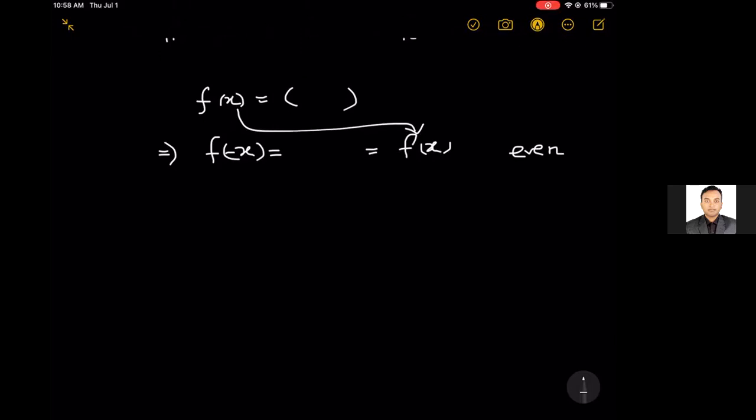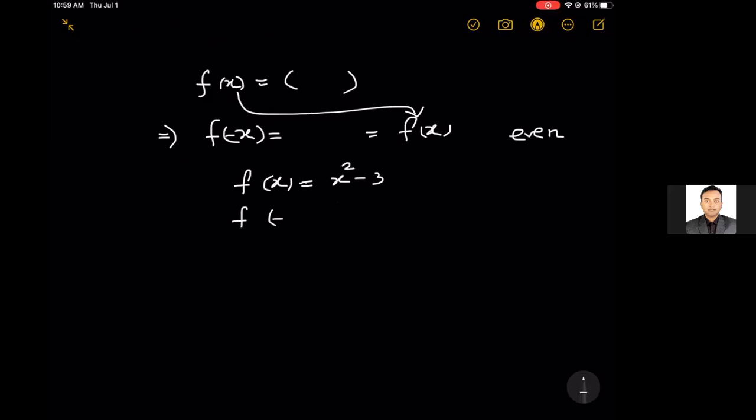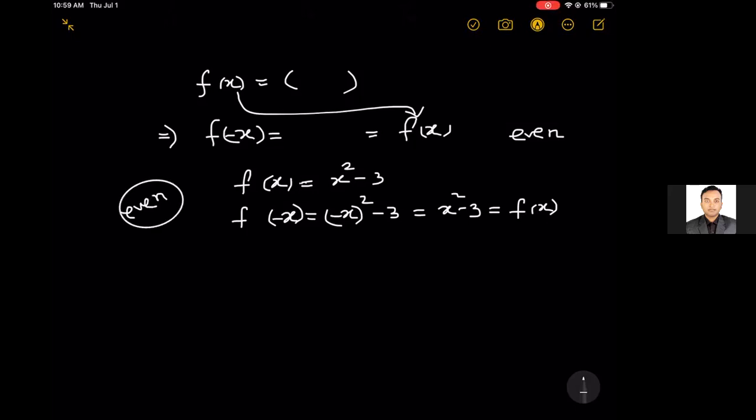Let me give you a quick example. I think I have shown this before. Let's say x squared minus 3, okay? If I replace x by a negative x, what do I get? I get x squared minus 3, which is exactly the same as what we had initially. So we call this an even function, okay?